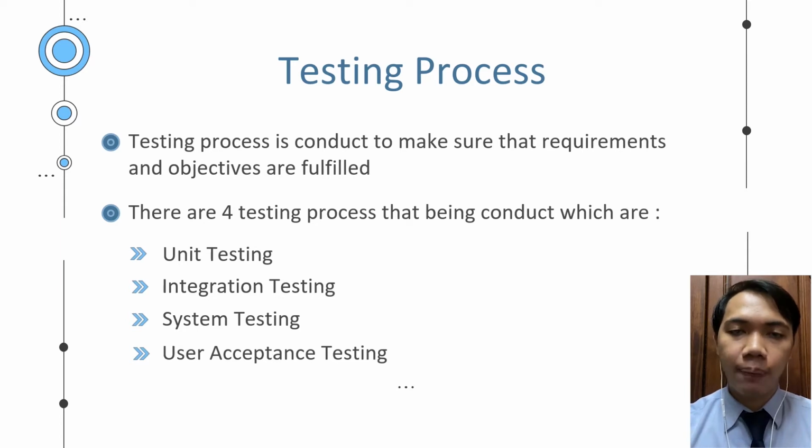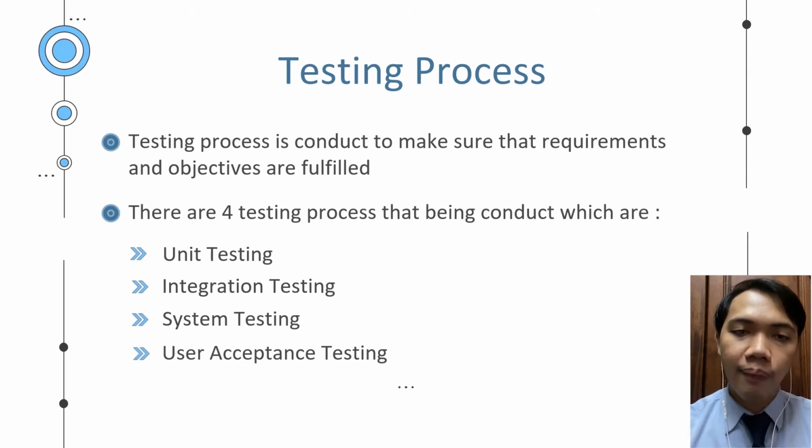There are four testing processes being conducted in this application. First, unit testing, to validate that each unit or component of the software performs as designed for the mobile application. Second, integration testing, to test whether the components of the mobile application work, for example, the button. Third, system testing, to guarantee the project meets its requirements and objectives.